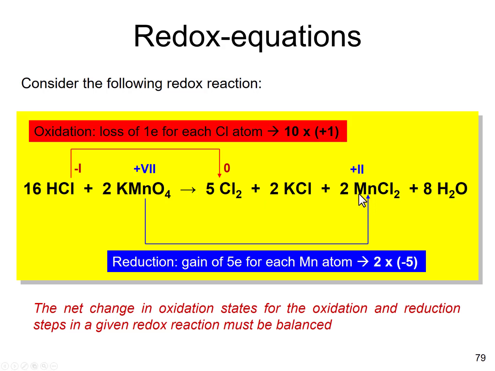Since we are having 2 manganese atoms that have been converted, we have to consider 2 times -5 for our reaction. So overall, the net change in oxidation state for the oxidation and reduction steps in a given redox reaction must be balanced. In this particular case, we have both times 10 electrons that have been given from the chloride to the manganese.